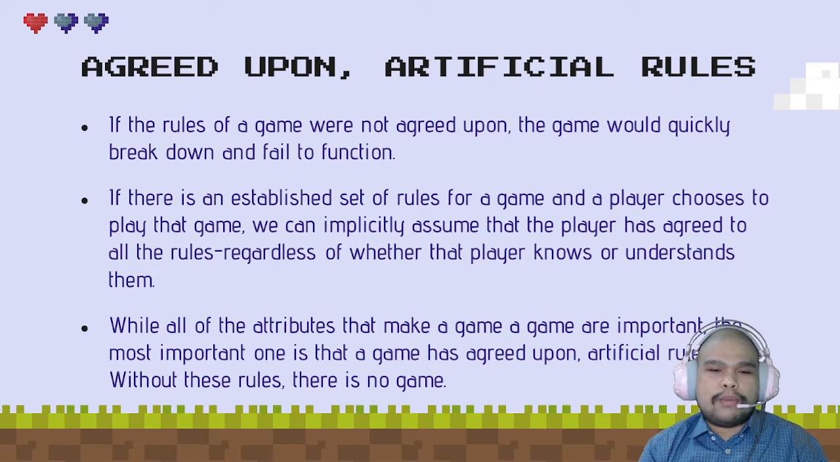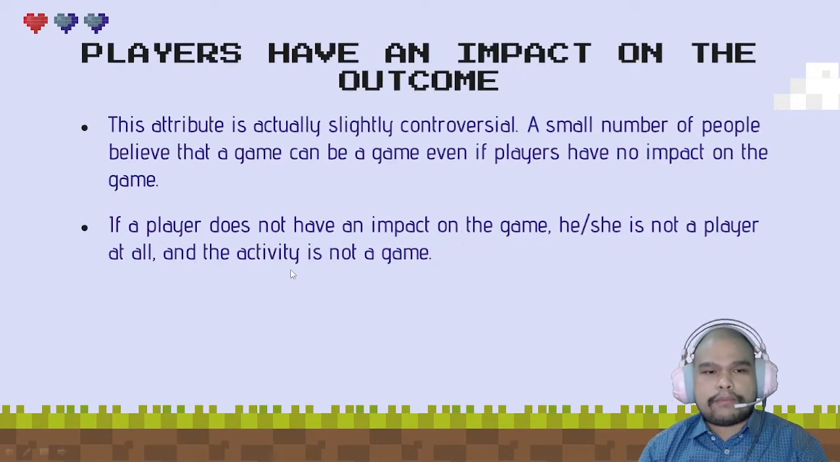So while all the attributes that make a game are important, the most important one is that a game has agreed upon artificial rules. Without these rules, there is no game. Again, like we said earlier, playing a game without following the rules will forfeit the game. So in order for us to have a game, the participants should have agreed upon artificial rules that they will follow once they play that game.